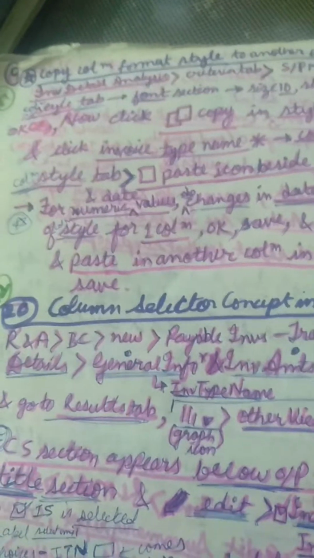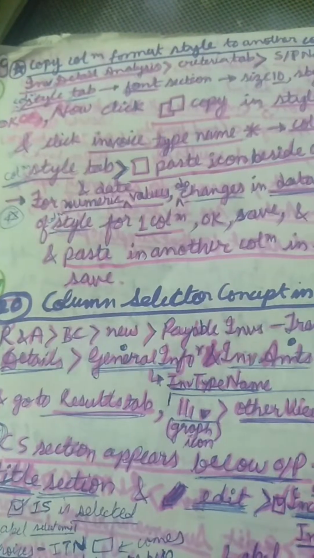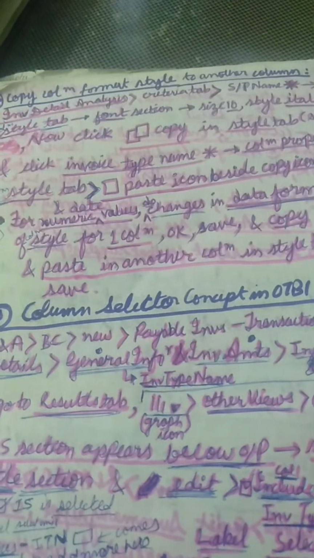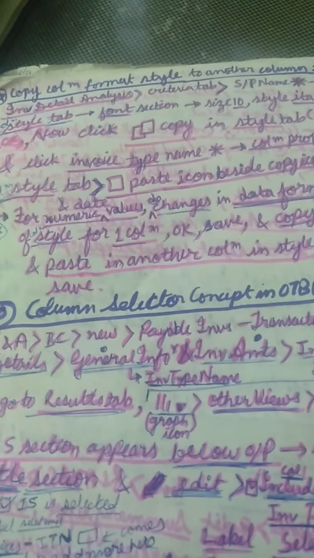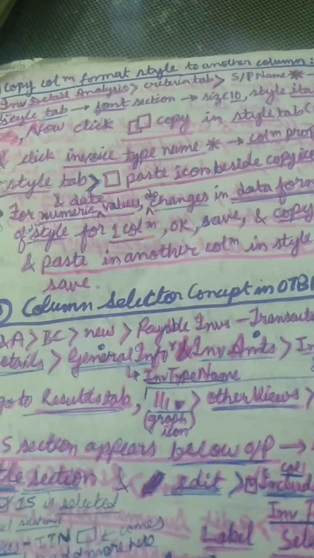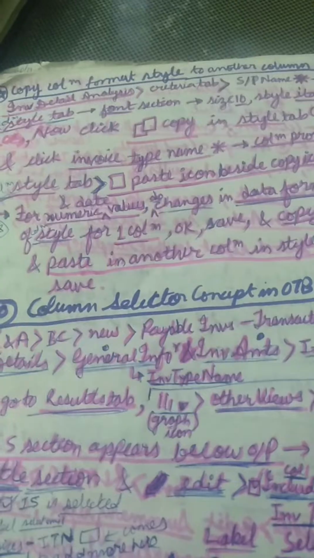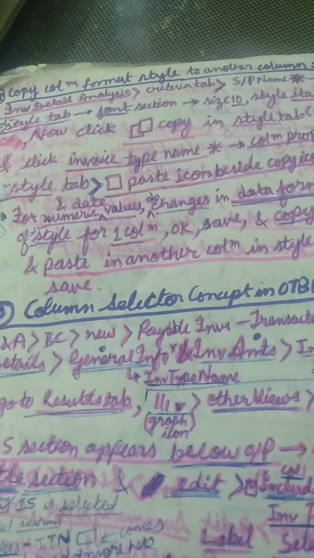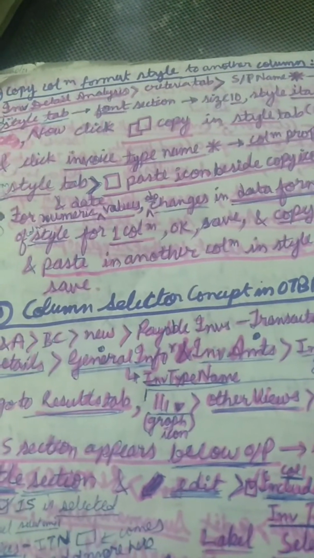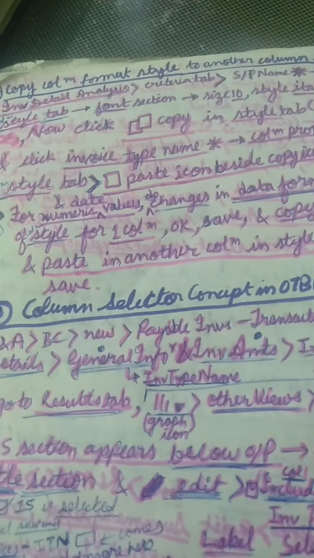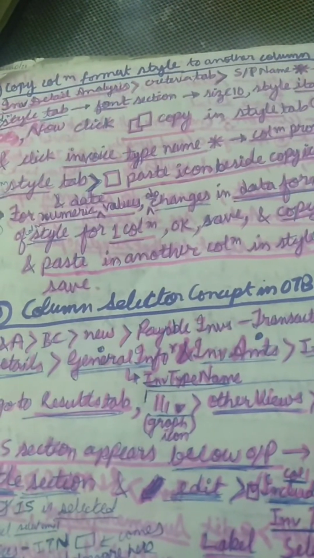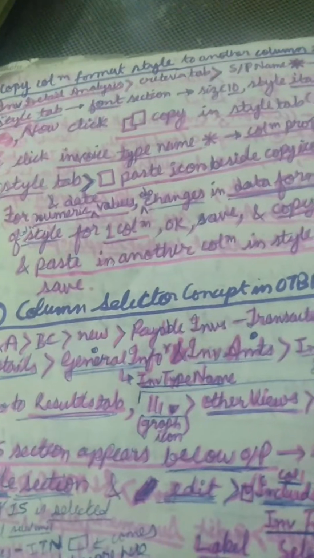First, the topic among all is how to copy the column format style to another column. Let's say you want the same formatting of the column in terms of data, or how the column should appear, like having a background color or border or whatever. That format style, you don't need to repeat for each column. Instead, once we do all the settings, we can just go to the copy option and repeat it for all the columns that we require. It saves a lot of time. So we'll see how to do it.